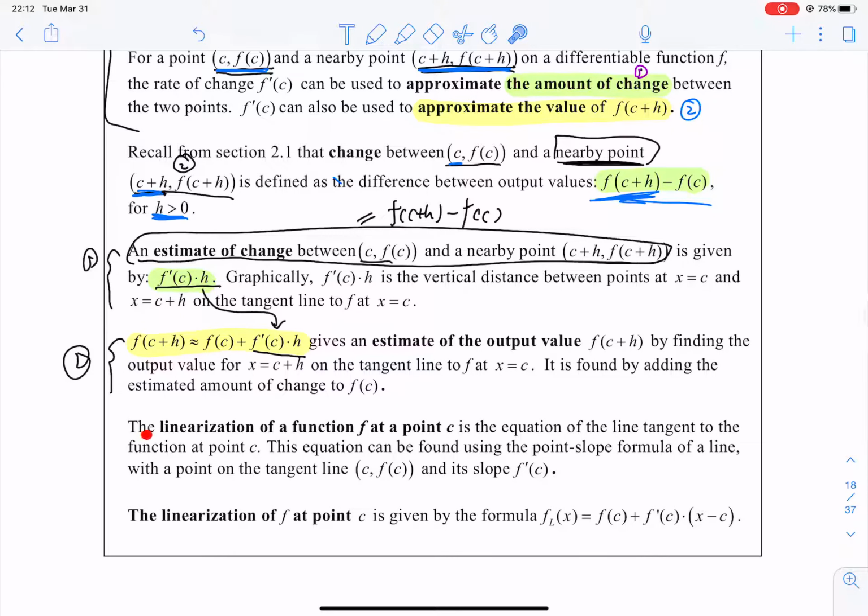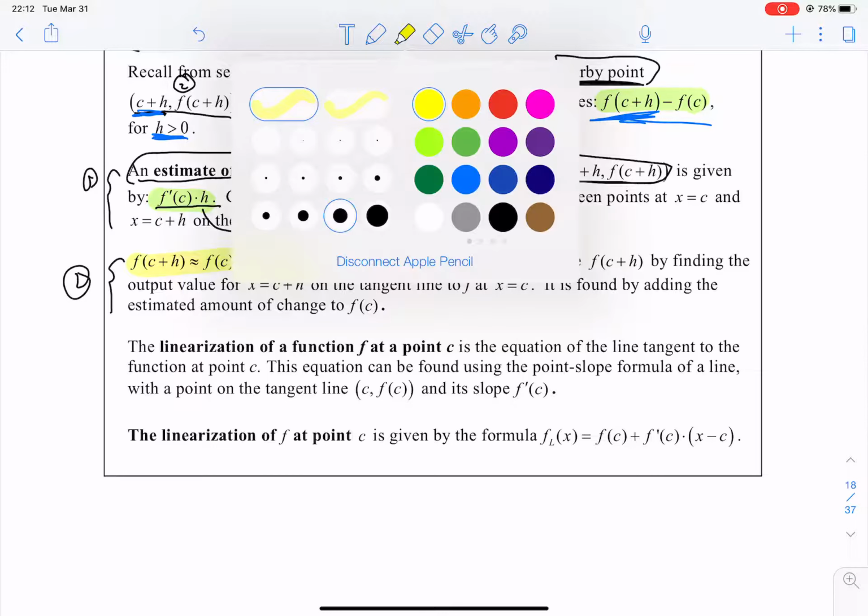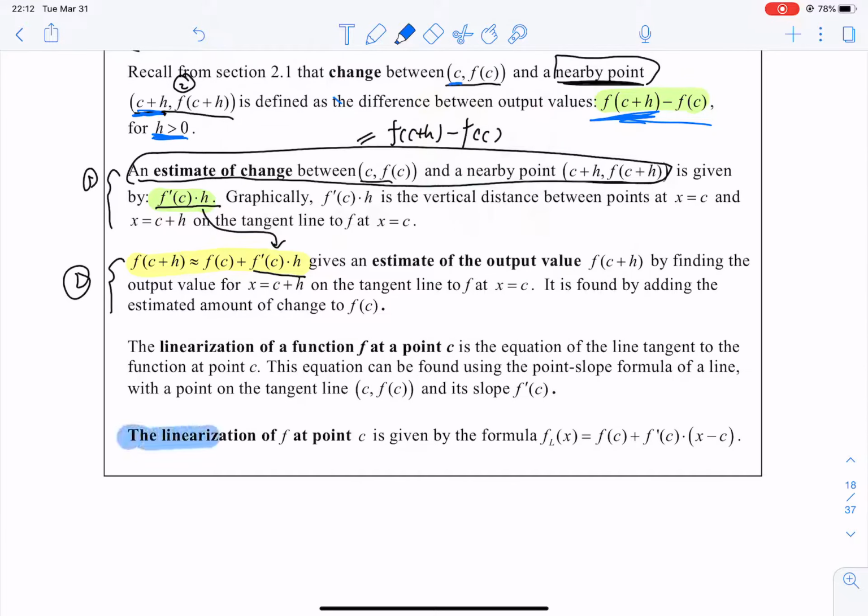Then let's see this part. The linearization of a function f at point C is the equation of the tangent line to the function at point C. So this equation can be found using the point slope formula of a line. So the next very important part is the blue part.